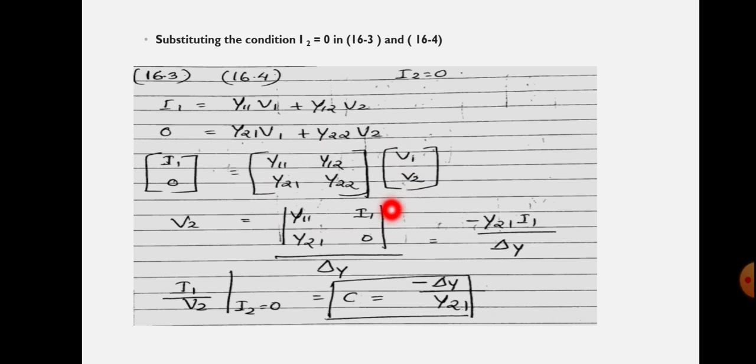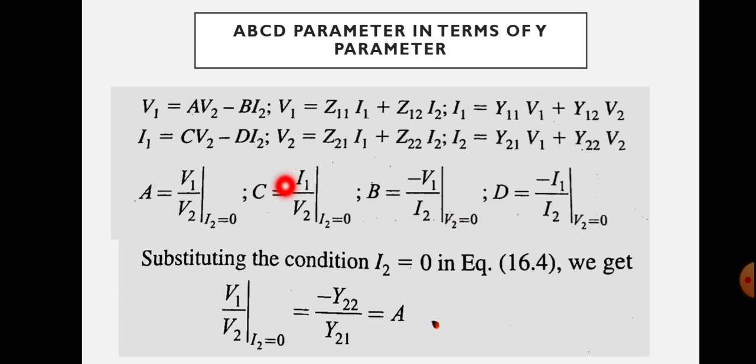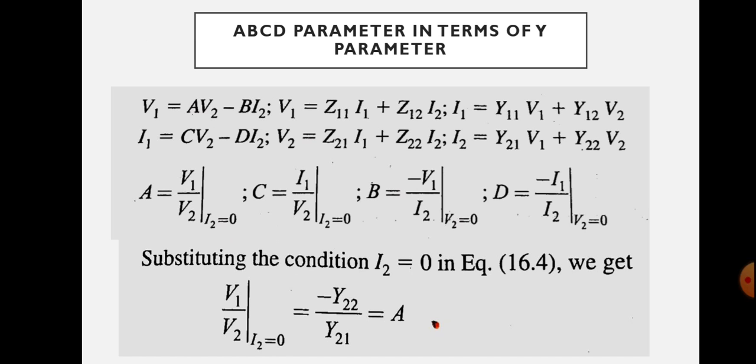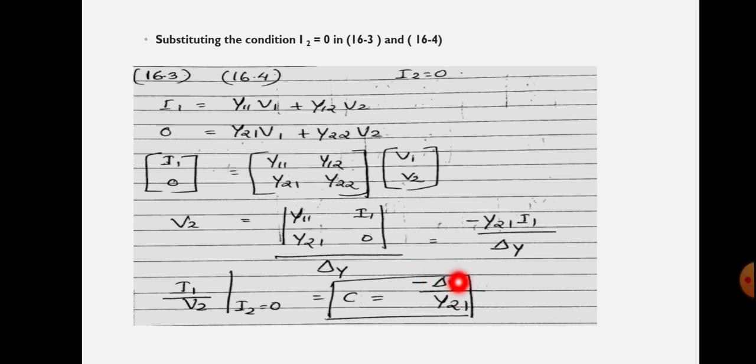And here you have to find out C. In order to find C, what is the value of I1 by V2, you have to find out the V2 value. So here from the matrix you can find the V2 by using Cramer's rule. So to find V2, what is the value of V2? V2 will be equal to Y11, Y21, and this is replaced by I1, 0, divided by determinant Y, that is del Y. So by cross multiplying, you will get minus Y21 I1 by delta Y. So you can substitute the value of V2 in the equation C. So C equal to I1 by V2. So C will be equal to minus del Y by Y21. So you get the relation between C and Y parameter. Okay, del Y is the determinant of this matrix.